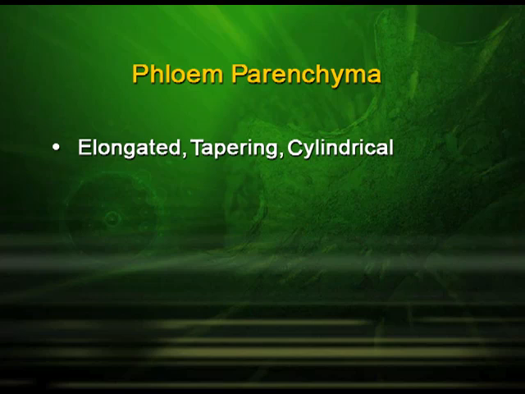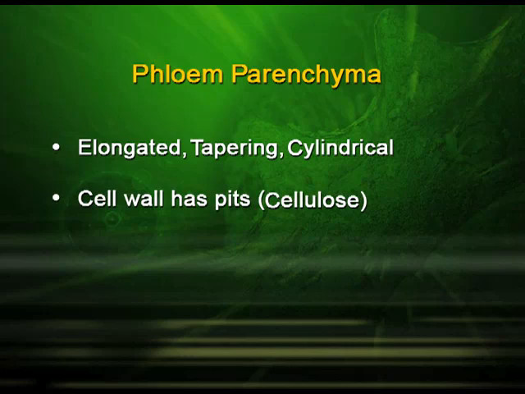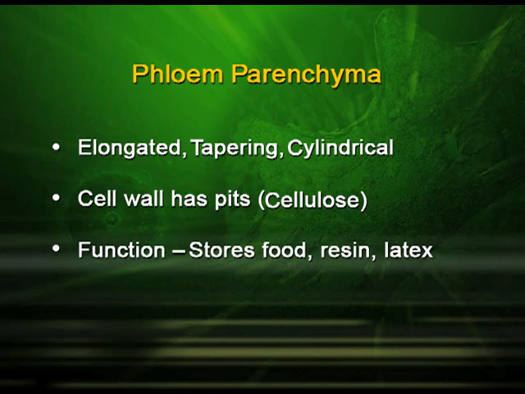Companion cells. They are parenchymatous cells and closely attached to the sieve tube elements by pit fields. They maintain the pressure gradient in sieve tubes. Phloem parenchyma. They are elongated cells, tapering and cylindrical. The cell wall has pits and is made up of cellulose. Their function is to store food, resin and latex.